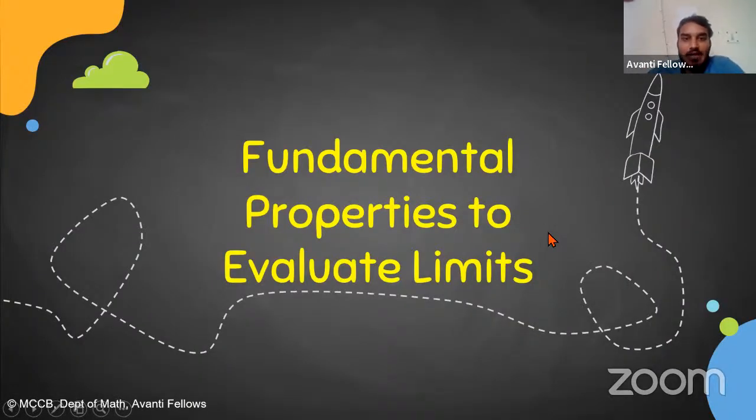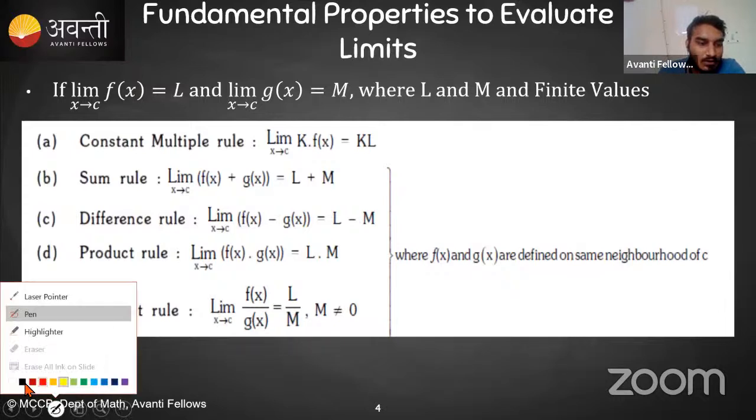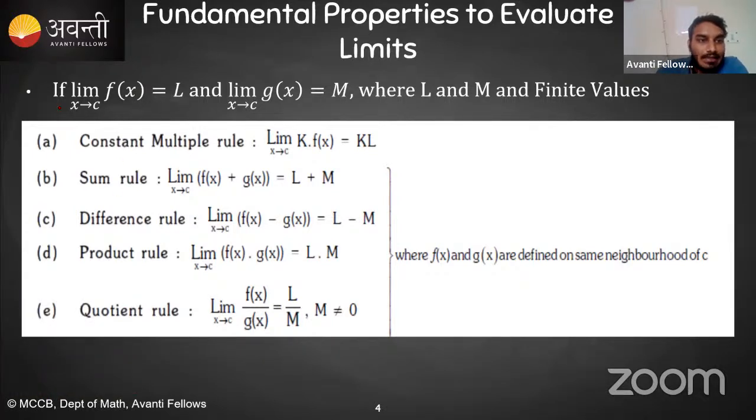So first is the fundamental properties to evaluate limits. There are 5 rules. Let's say the limit as x tends to c of f of x is capital L, and the limit as x tends to c of g of x is capital M, where L and M are finite values, meaning the limit of f of x at x equal to c and the limit of g of x at x equal to c exist. That's why L and M are finite values. Then you can find the limit.